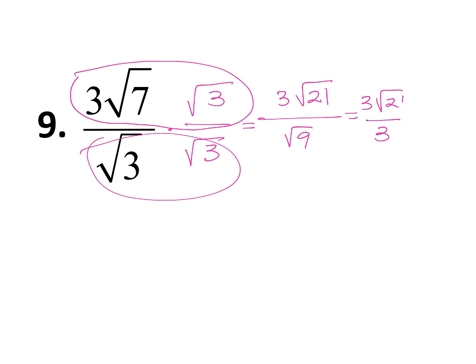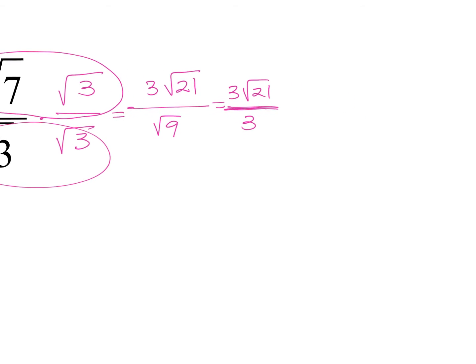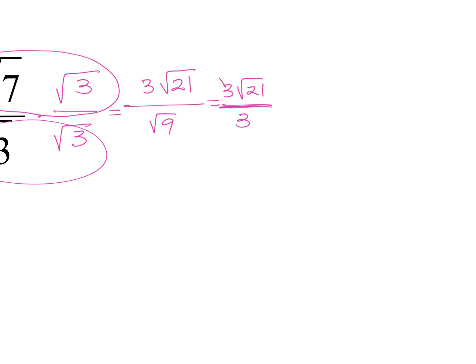So right now we have 3 rad 21 over 3. What do you do with that? You divide. 3 divided by 3 is 1. So it's just the square root of 21. There's no perfect square that comes out of 21. So you just leave it like that.